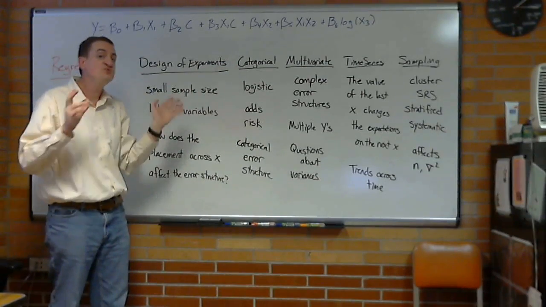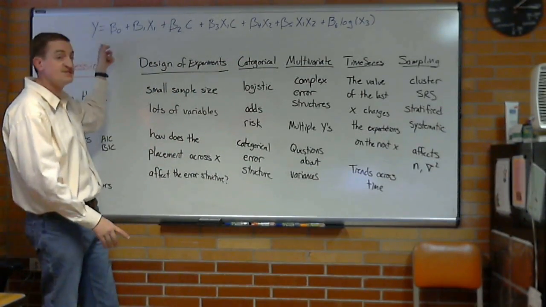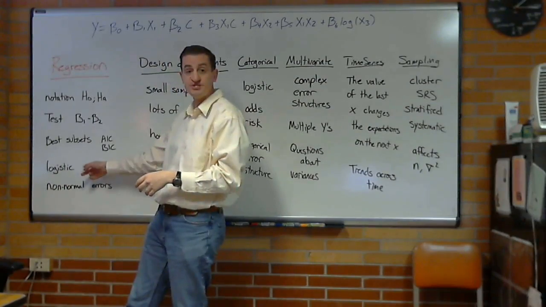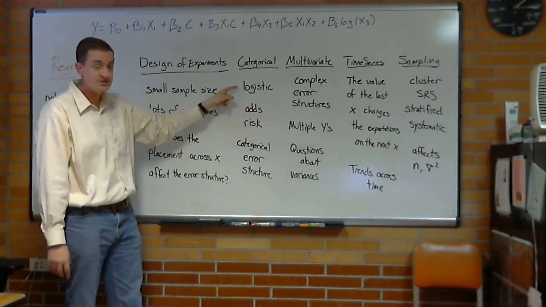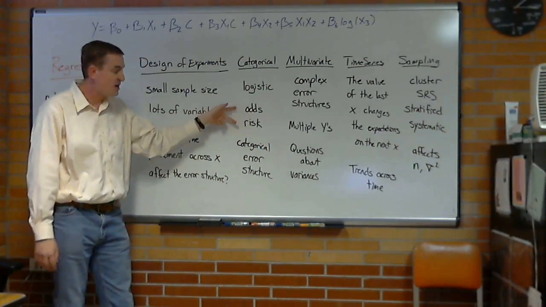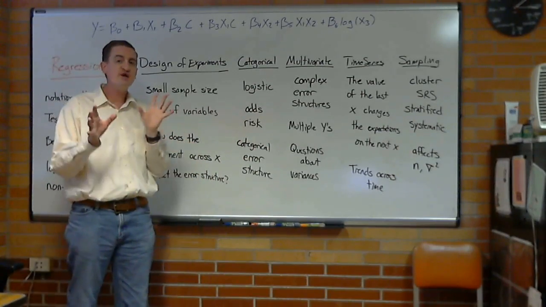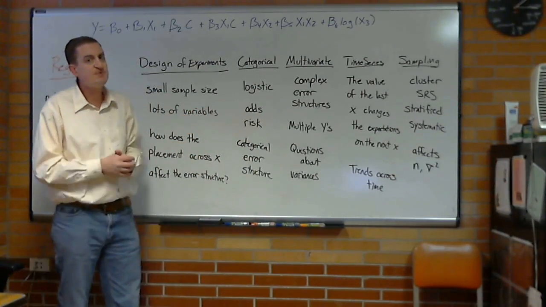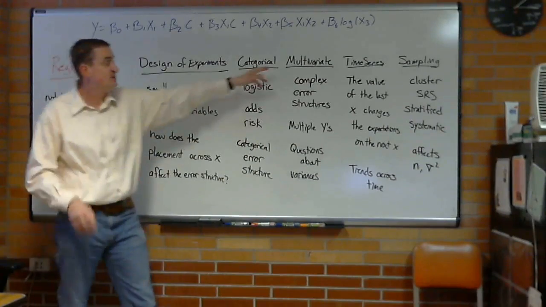Categorical says, how do the rules change if this isn't a numerical response? And we talked about logistic regression, which is something also talked about in categorical, as well as odds and risk, and how do you measure the error structure? How do you see whether you've got the model right? Those are all categorical effects.